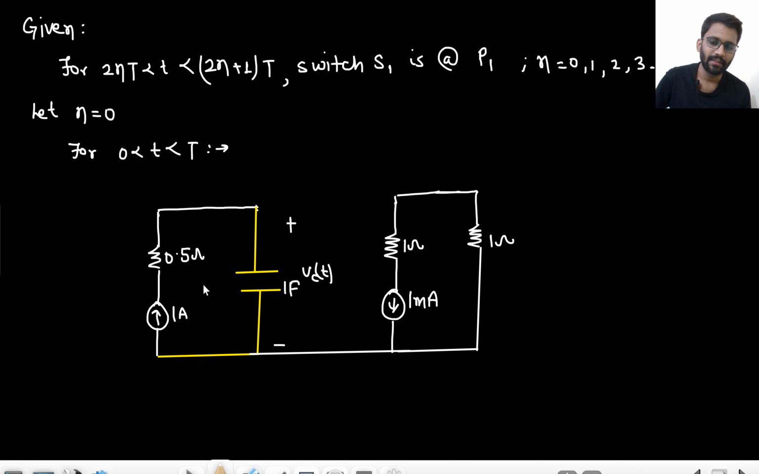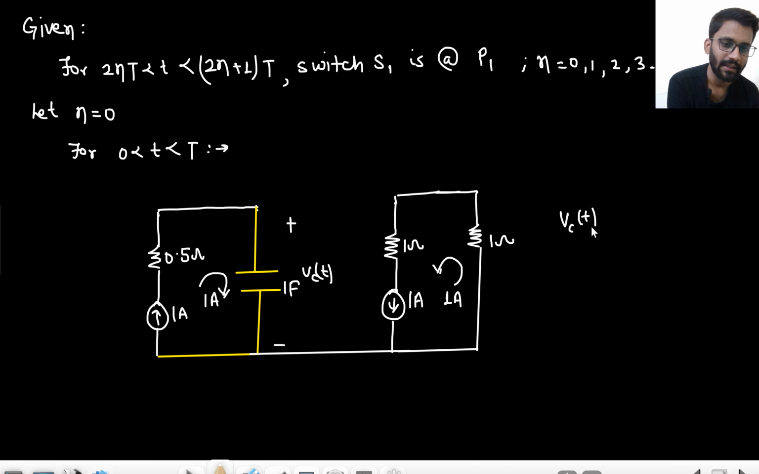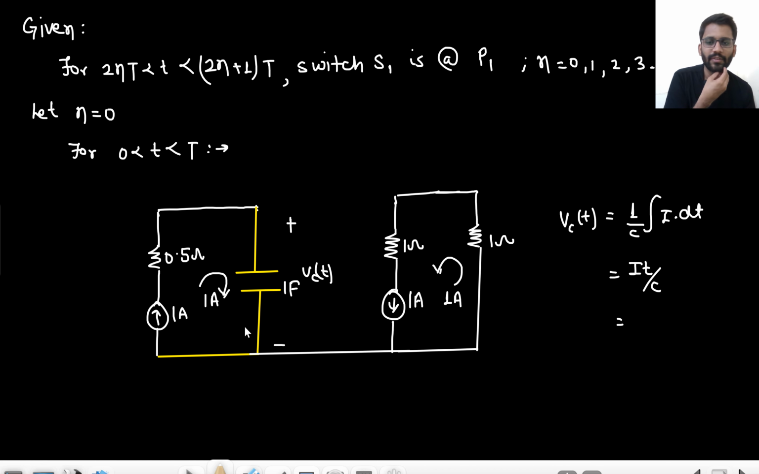So what is happening? This 1 ampere current is flowing through the capacitor, and the other 1 ampere current is flowing through this resistor network. That's of no use, because we need to draw the VCT waveform. So for 0 to t we can draw the VCT waveform. VCT is 1 by C integration of i dt, so it would be it by C. The value of C is 1, and the value of i is also 1. So VCT is simply t.